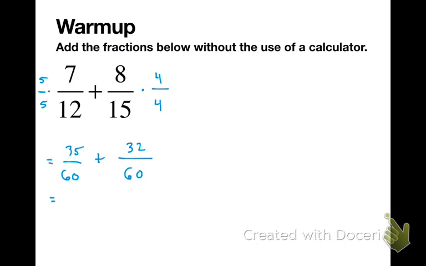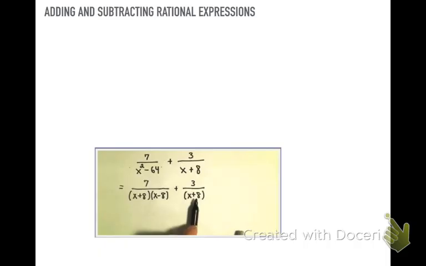Now that we have a common denominator, we can combine our numerators, but remember the denominator stays the same. Key takeaways here are that idea of finding a common denominator and combining the fractions by combining the numerators. Well, today we are going to do that with rational expressions that have polynomials in them.